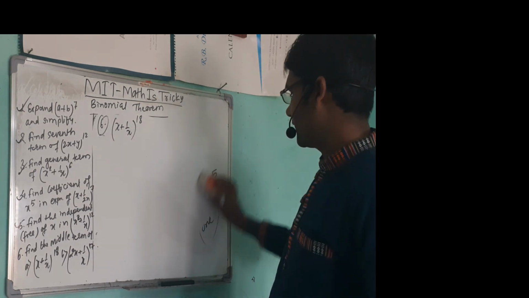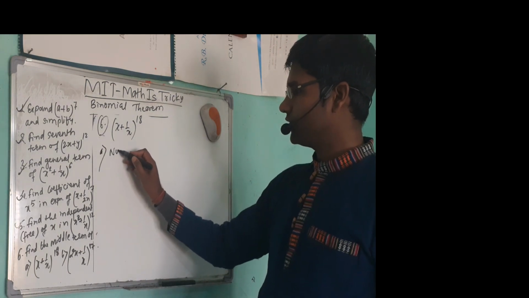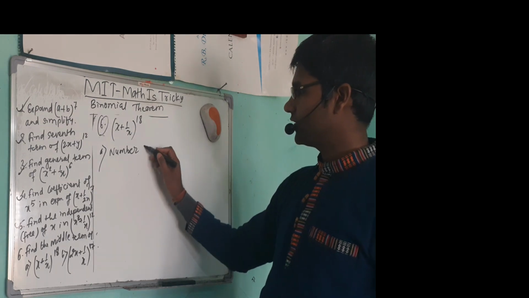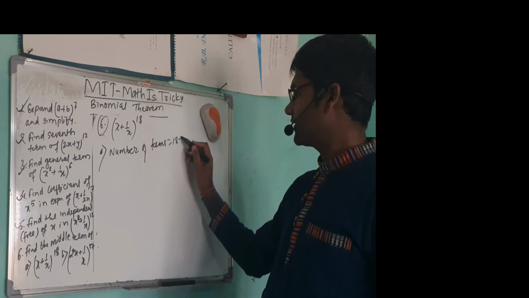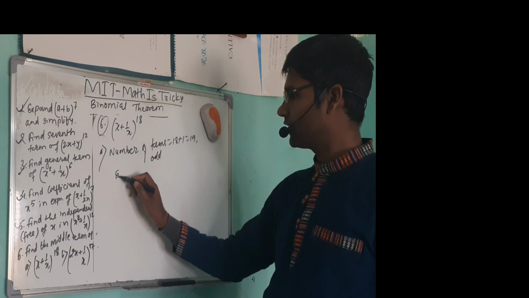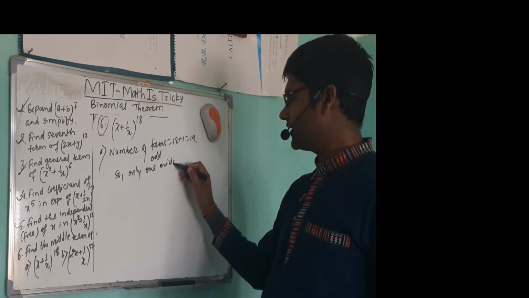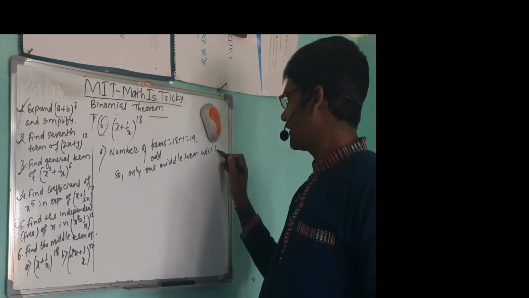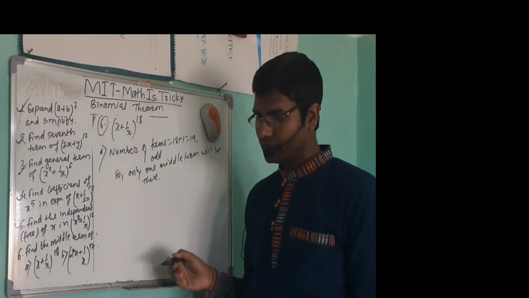Okay, so let's see the first one, 6a. The number of terms in the expansion of x plus 1 by x to the power 18 will be 18 plus 1, it is 19, which is odd. So only one middle term will be there. Now how do we find the middle term?